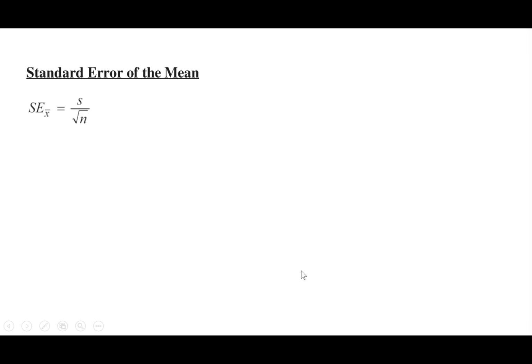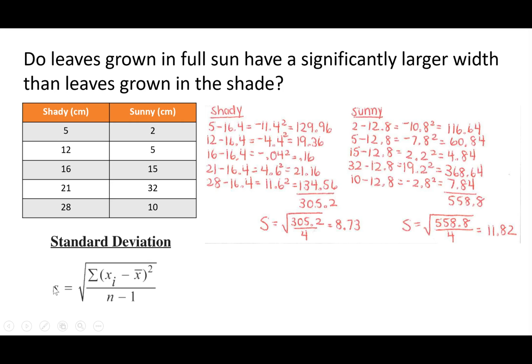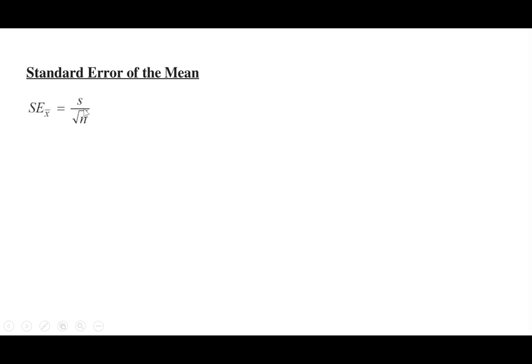Now, you need the standard deviation in order to calculate the standard error of the mean. So for the standard error of the mean, you'll see that the first part of the formula is a little s. That little s is standard deviation, okay? So standard deviation divided by the square root of the sample size.